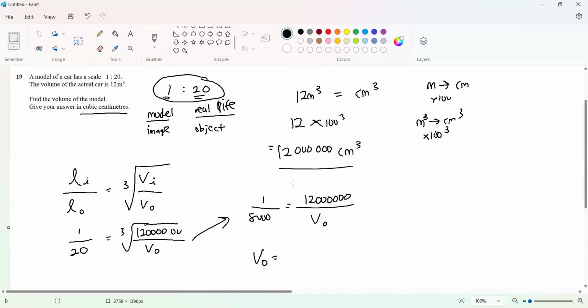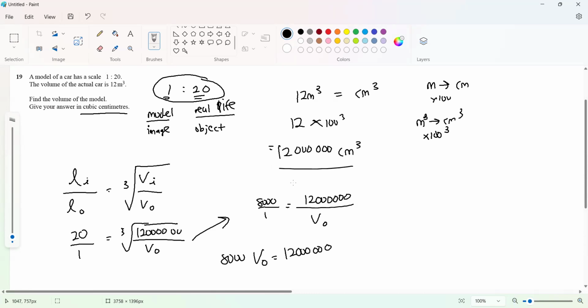sorry, actually I inverted the constants. So this one was 20 over 1, sorry. I realized when I noticed that the value became larger. So this would be 8,000 over 1, right? So when we cross multiply, this would be 8,000. The volume of object equals to 12 million. Sorry, 12 million. So volume of object would be 12 million divided by 8,000. So the volume of the object is just 1,500 cm cube, right?